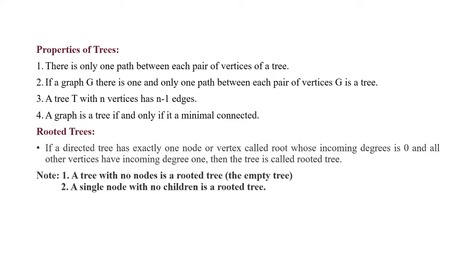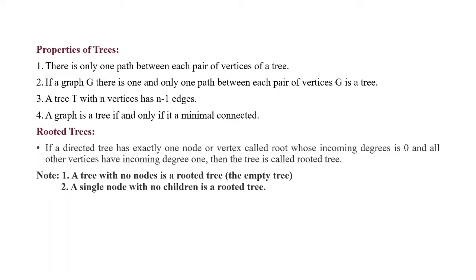Properties of trees. There is only one path between each pair of vertices of a tree. If in a graph G there is one and only one path between each pair of vertices, then G is a tree. A tree T with n vertices has n minus 1 edges. The next property: a graph is a tree if and only if it is minimally connected.